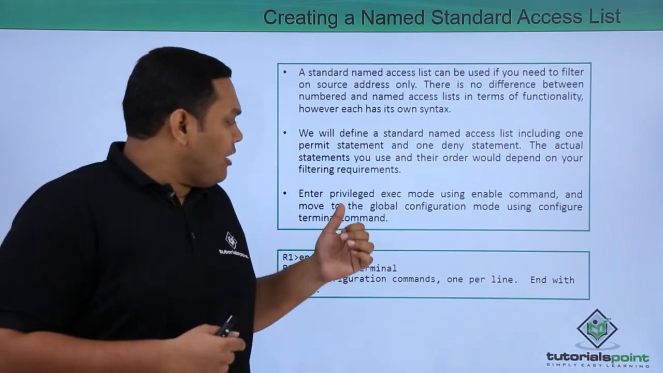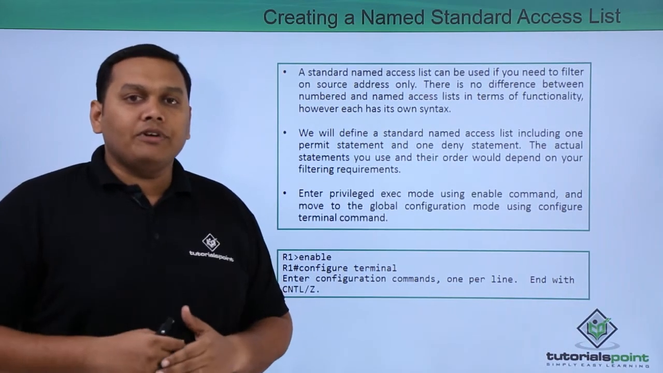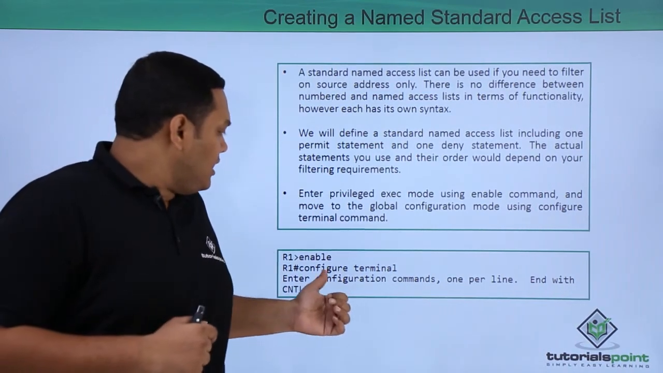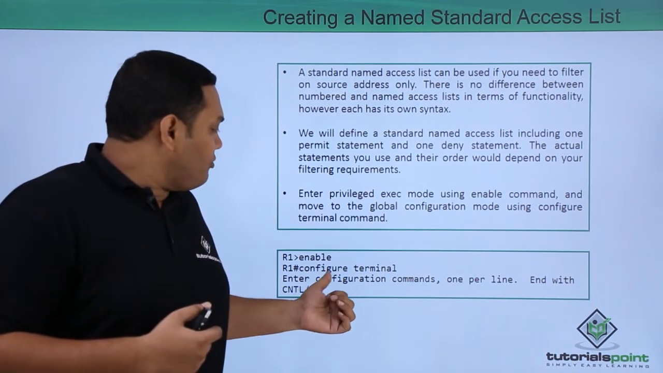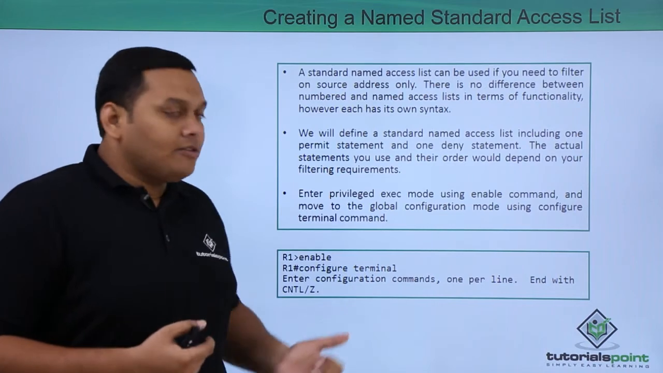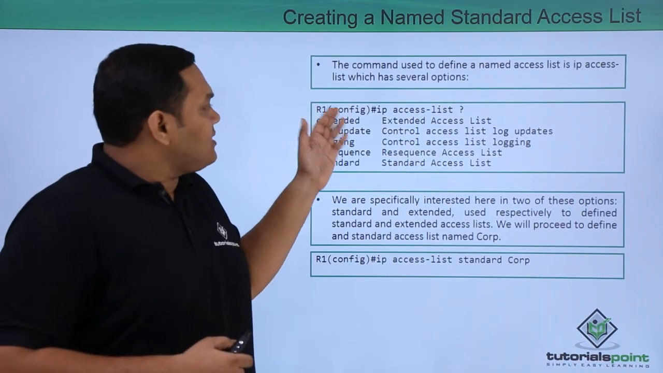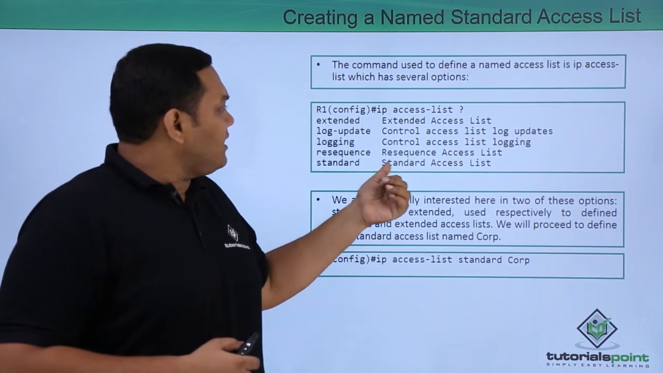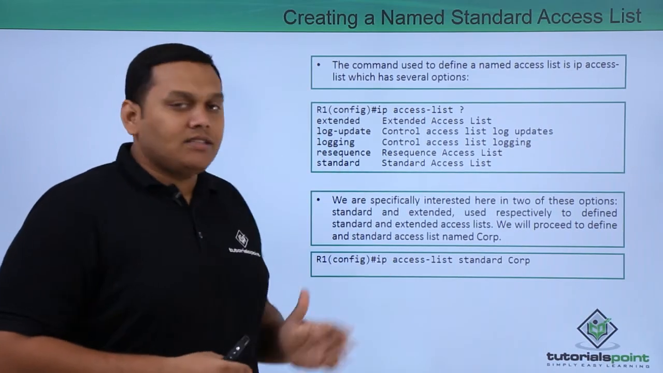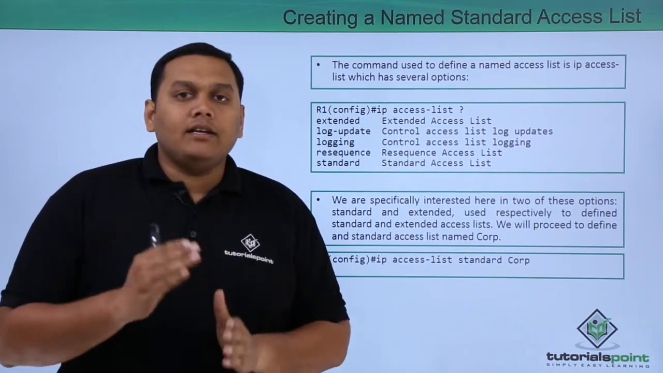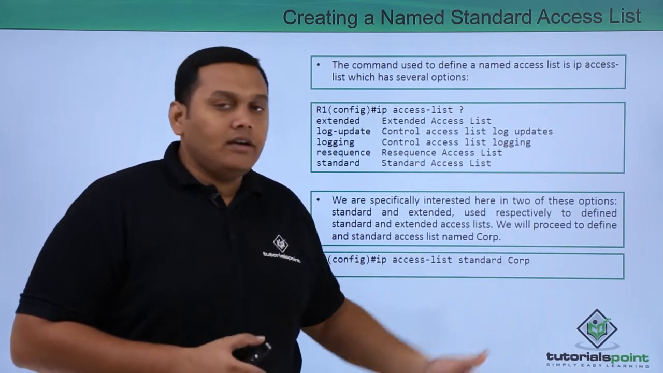For this, you have to go into the privileged exec mode using the enable command, and then configure terminal will take you into the configuration mode. Here you see that ip access-list will give extended and standard access list information clearly, so we are defining an access list by the name called standard corp.